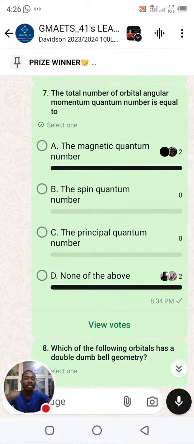You see, the total number of azimuthal quantum number is equal to the principal quantum number. I'm going to click on that. Option C, that's the correct answer. So, sadly, no correct option really came in for that.